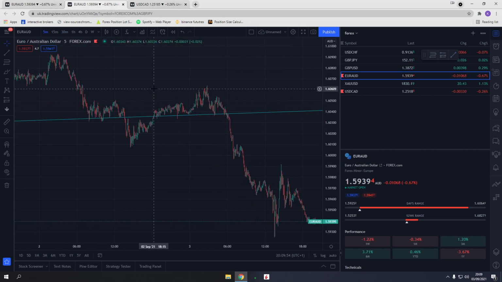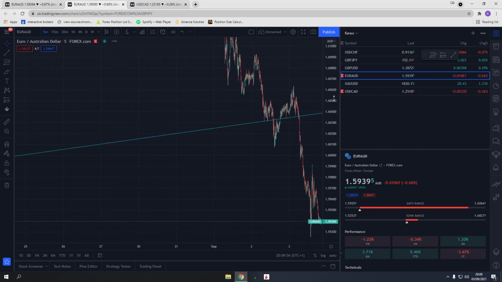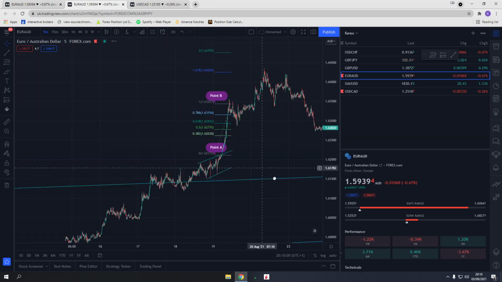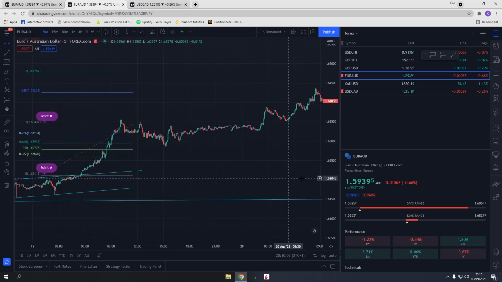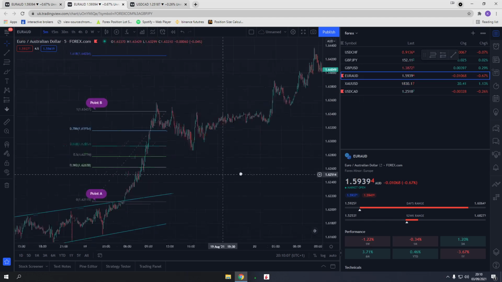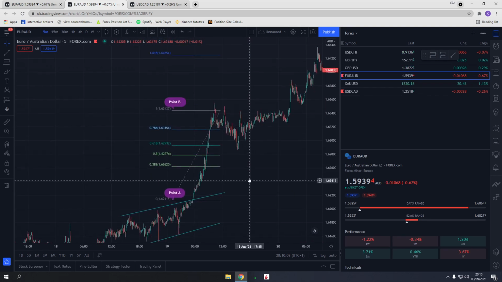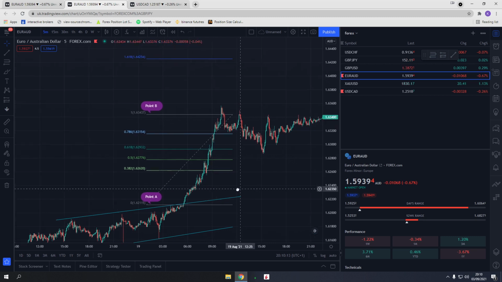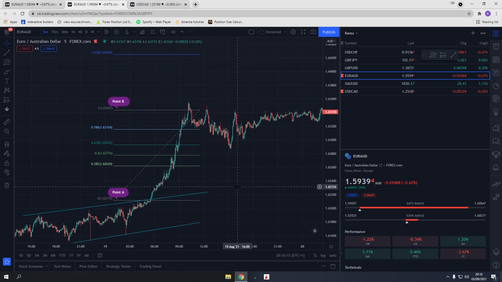Okay, next example is Euro Aussie dollar. Not actually too sure where it's went. Here it is. So this is actually an example of it not working, and I just wanted to clarify that this isn't some sort of 100% win rate strategy. As with all things, you are going to lose occasionally. That's just the nature of the game.